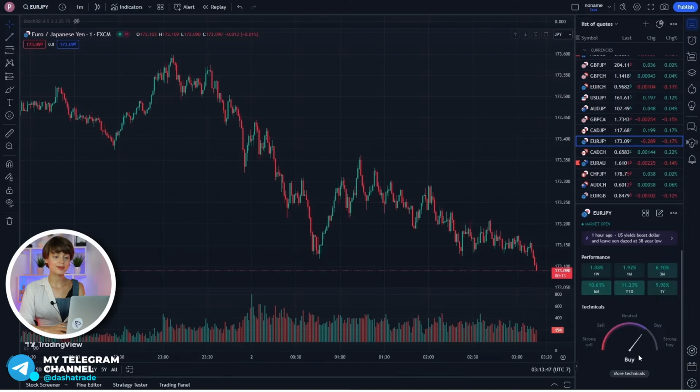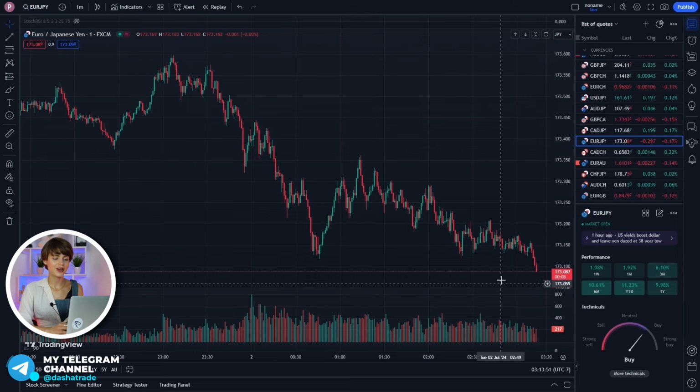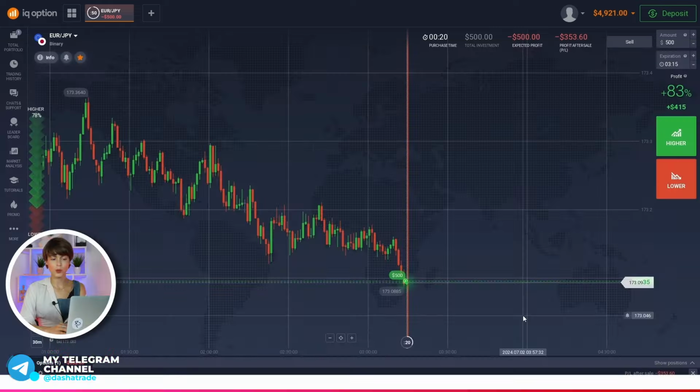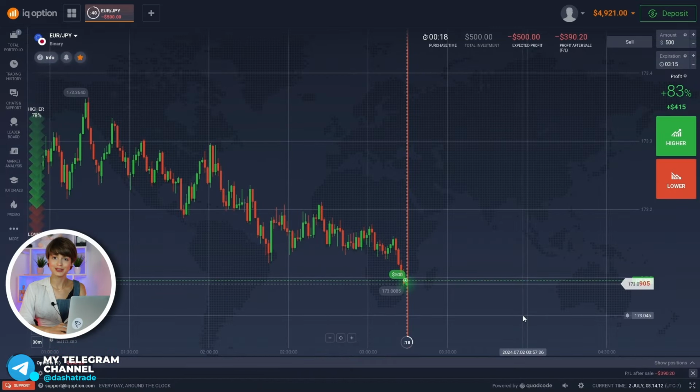Found another currency pair, we see the signal to buy, so we move to the trading platform and open a deal with higher or up. Our deal is opened, we're waiting for it to be closed.